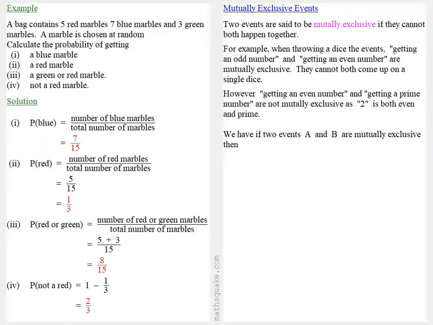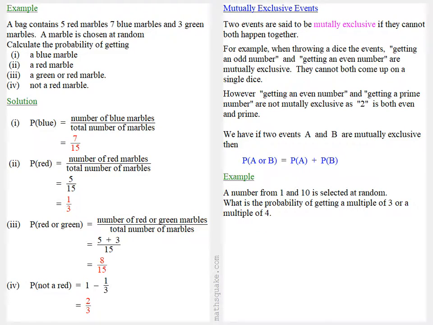So, if we have two events A and B which are mutually exclusive, then the probability of A or B is equal to the probability of A plus the probability of B. Let's look at an example. If we take a number at random from the numbers 1 to 10, what is the probability of getting a multiple of 3 or a multiple of 4?